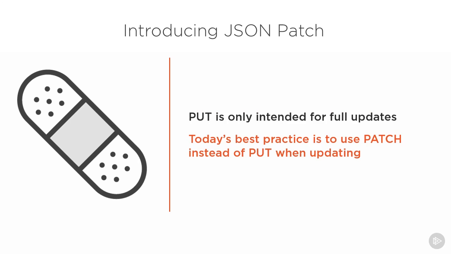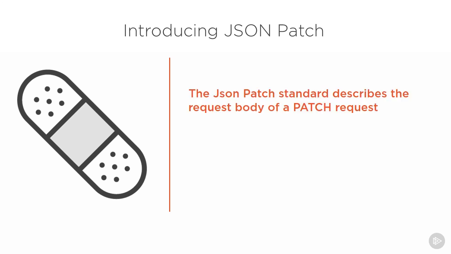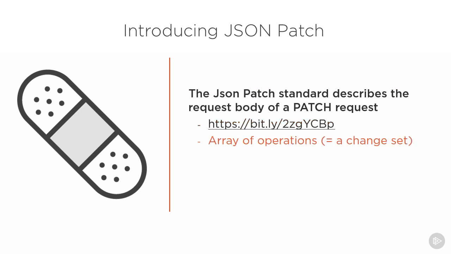Therefore, the best practice today is to use PATCH for updates instead of PUT, as PATCH allows partial updates. But that does mean we need a way to pass a change set to a resource using the HTTP PATCH method. In other words, we need to be able to describe such a change set. And there's a standard for that, the JSON patch standard. That one defines a JSON document structure for expressing a sequence of operations to apply to a JSON document. You can look at that structure as a change set, a set of operations that will be applied to what the PATCH request is targeting. This is fully supported by ASP.NET Core, both at API level and at client level.